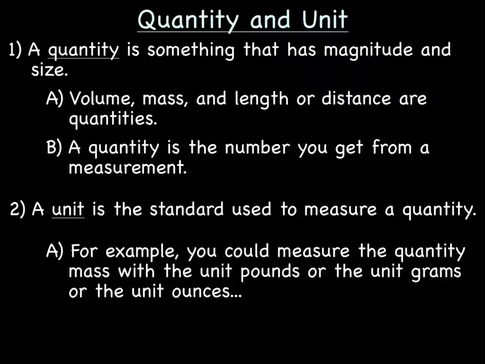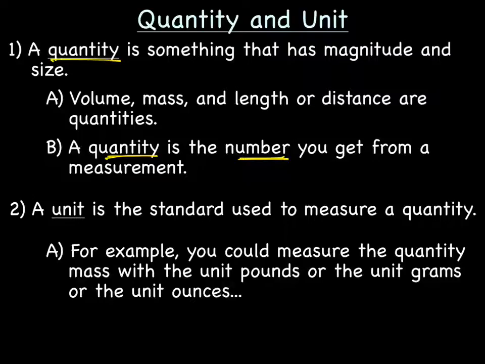We'll start with quantity and unit. A quantity is something that has magnitude and size. Examples of a quantity are volume, mass, length, or distance. Quantity is how much you have. When we're talking about quantity, we're talking about the number you get when you measure something. The number is the quantity.